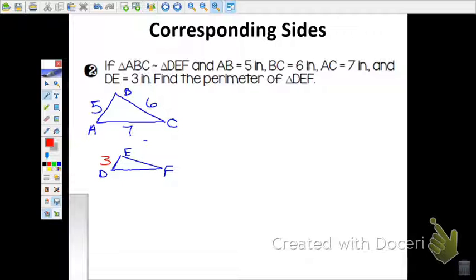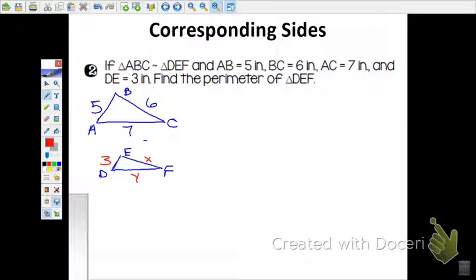Okay. I want to find the perimeter of the smaller triangle, which means I need to find the other two sides first. So similar to what we did in the previous problem, I'm going to call EF X, and call DF Y, because I need to have those two sides before I can find the perimeter. So just like we did in problem 1, first thing we need to do is find the scale factor.